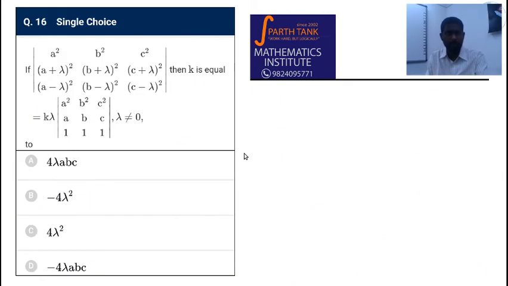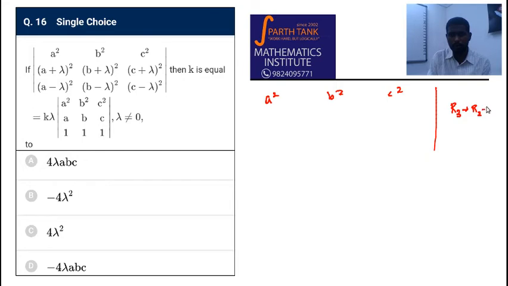Okay. Question number 16. Now, for some reason, they have repeated a very similar question from the previous test. You remember that you have to show that this determinant is equal to k lambda into something. Then what is the value of lambda? Okay. Now I'll repeat the whole solution again. The first time, let us replace R2 by R2 minus R3.